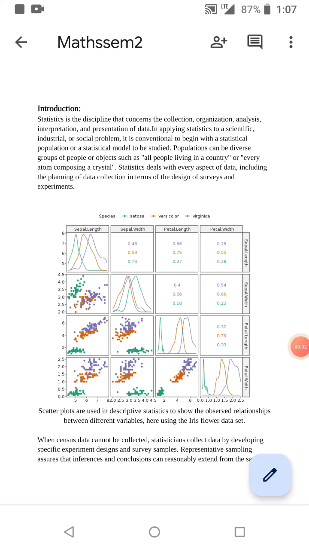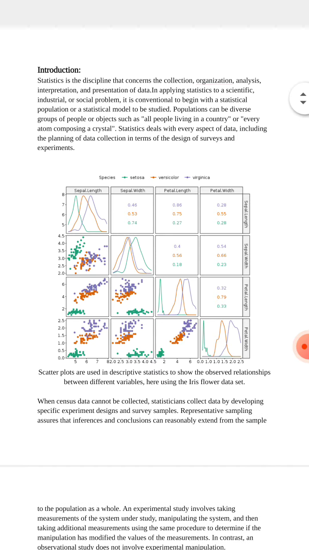Statistics is a discipline that concerns the collection, organization, analysis, interpretation, and presentation of data. In applying statistics to a scientific, industrial, or social problem, it is conventional to begin with a statistical population or a statistical model to be studied. A population can be a diverse group of people or objects, such as all people living in a country or every atom composing a crystal. Statistics deals with every aspect of data, including experiments.